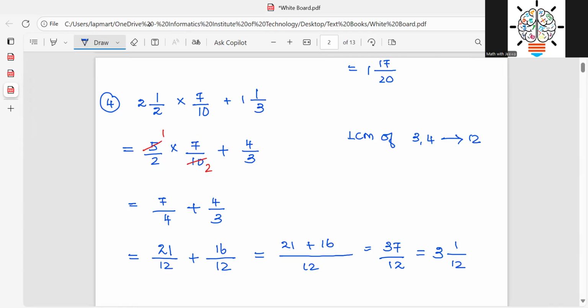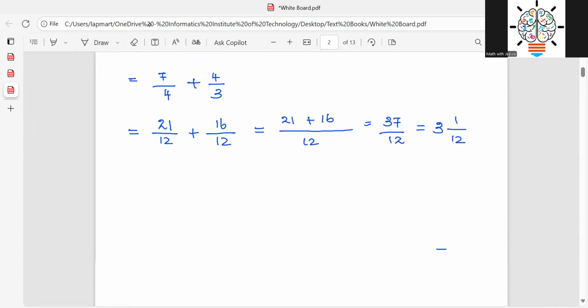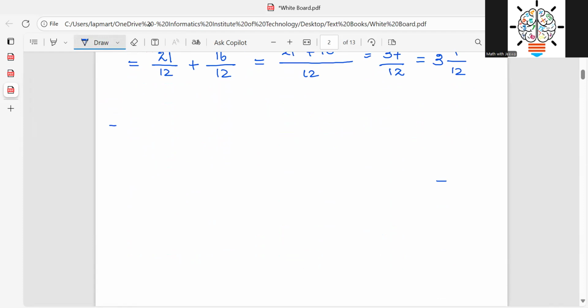So then we will go to question number 5. Question number 5, what we have, part A, 2.5 subtract 1.05. Okay, so 2.5 subtract 1.05.